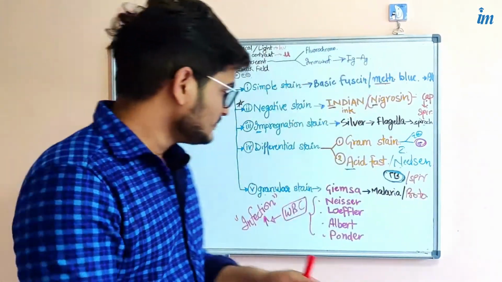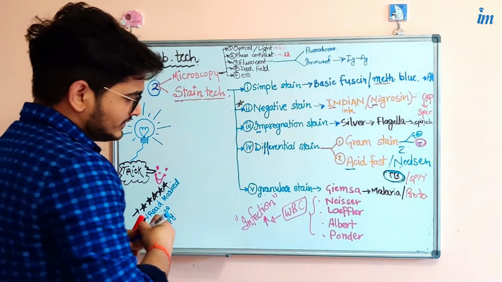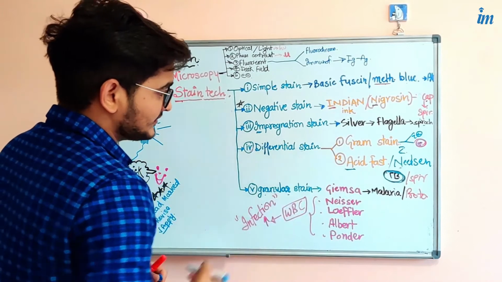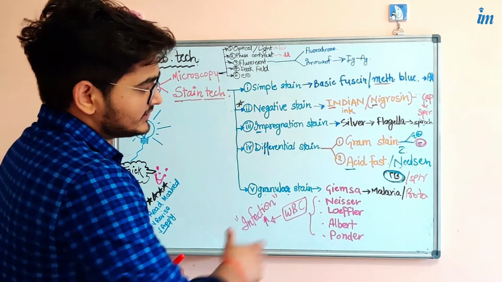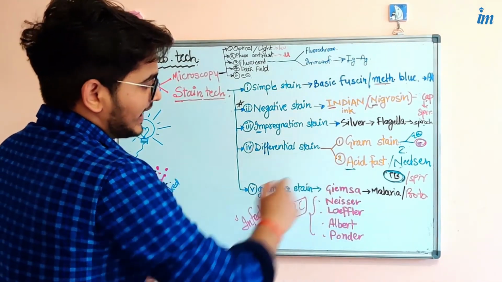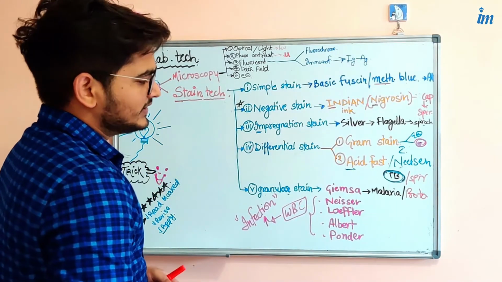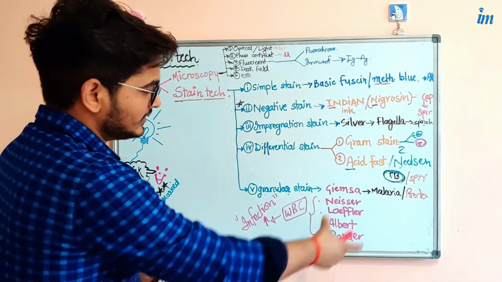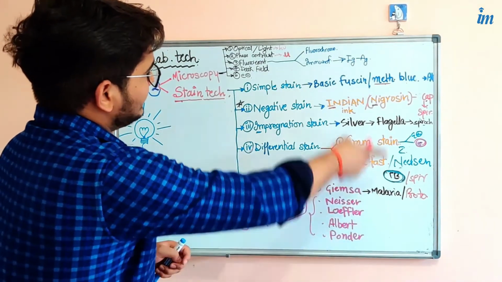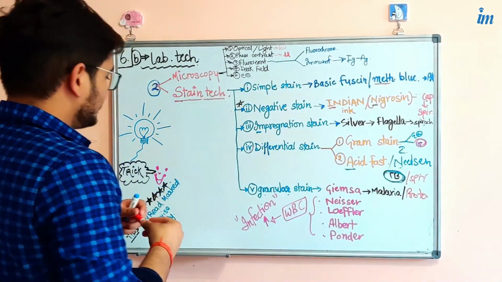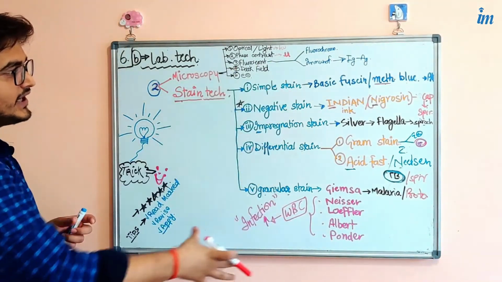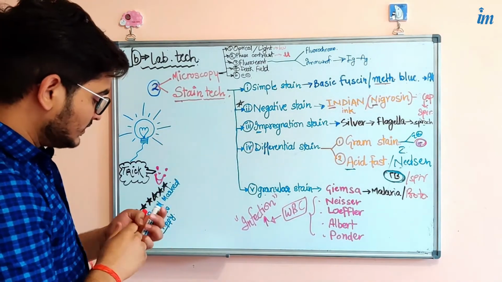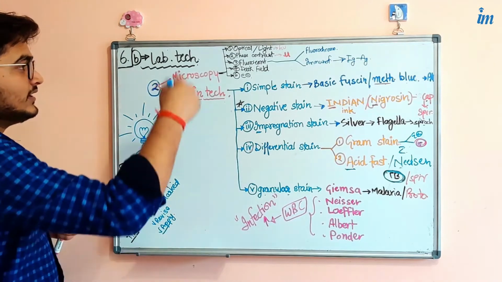In the granulation period, from the examination point of view, the first one is Giemsa stain. I told you in my last video that Giemsa stain and the Neisser stain, Loeffler, Albert and Ponder stains are all directly related to the WBC and cytoplasm and their granular structures. Guys, I have made the last video and this video in combination. If you remember this chart, you will definitely be able to solve questions. Let me tell you the questions which are asked in the examinations.